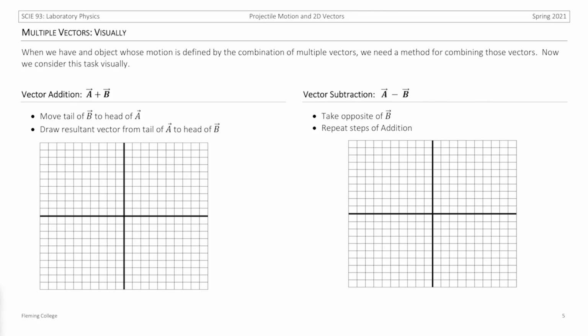When we worked with vectors in 1 dimension, we first looked at adding and subtracting them visually. And while that's not the method we're always going to use, it helps to give us something to visualize to compare our calculations to later.